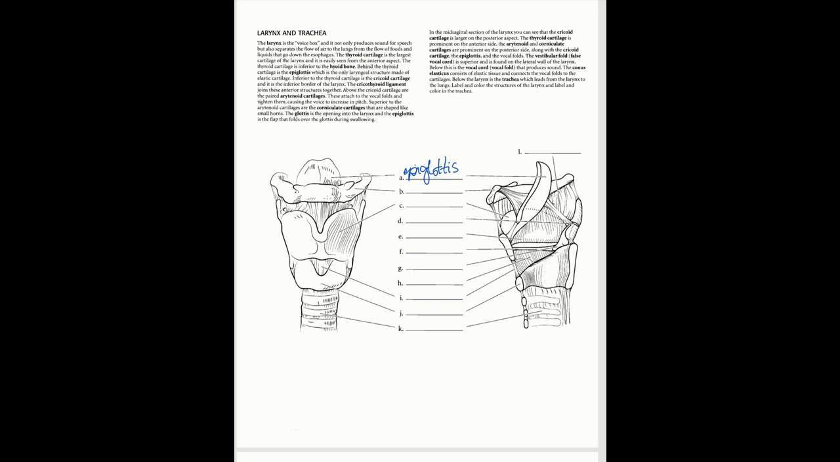B is showing your hyoid bone. And then C is our thyroid cartilage.